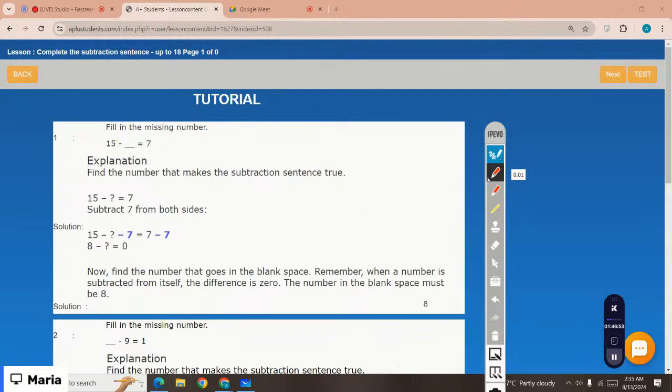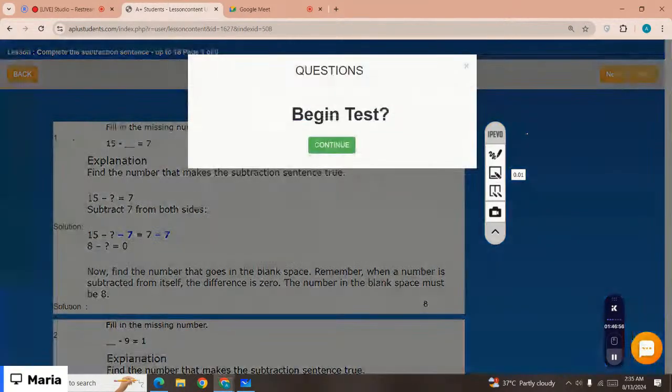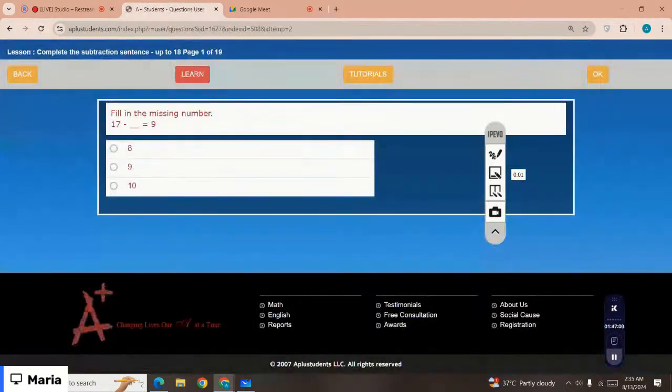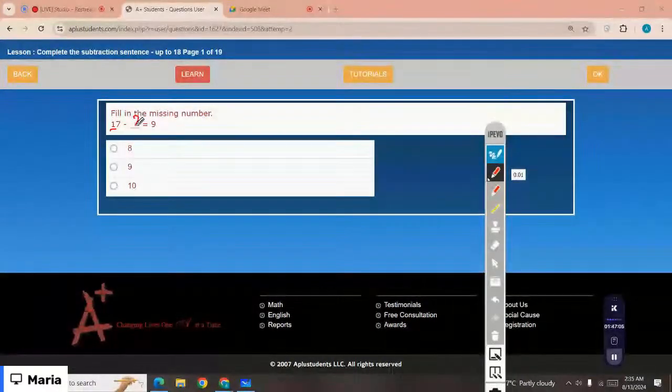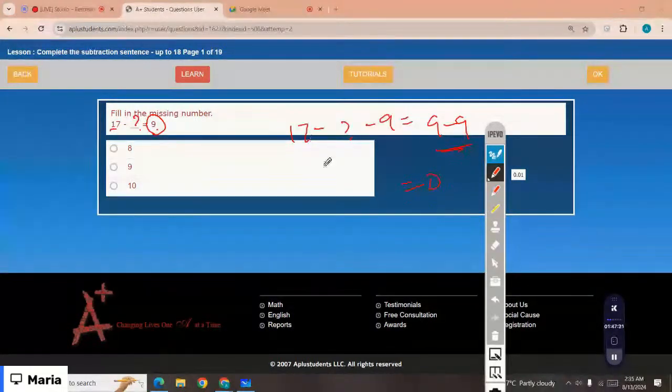Let's just start with the test questions. Missing number. So again, you are given the greater number, 17 is given. You have the smaller number that is missing and that equals 9, right? So in the case when you have the smaller number missing, you need to subtract this number from both sides. So you have to do 9 take away 9 both sides, right? So this makes 0 and 17 take away 9 makes 8. So that means the missing number is 8. So that means 17 take away 9 is 8.